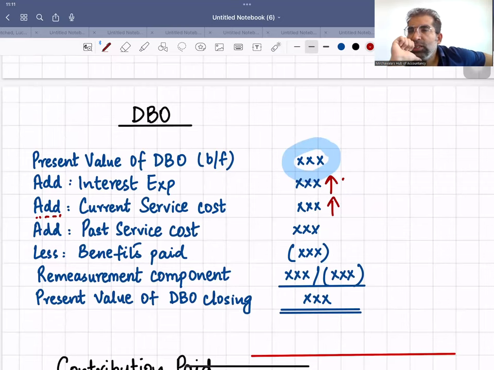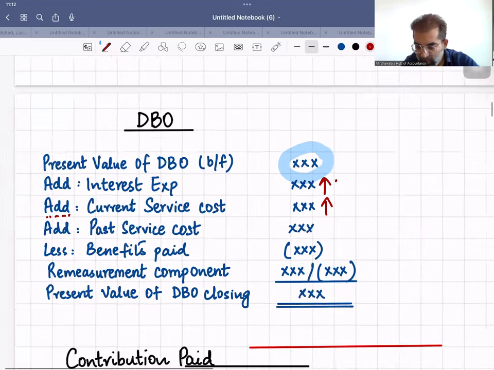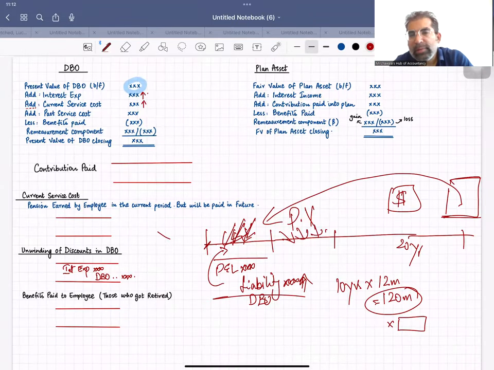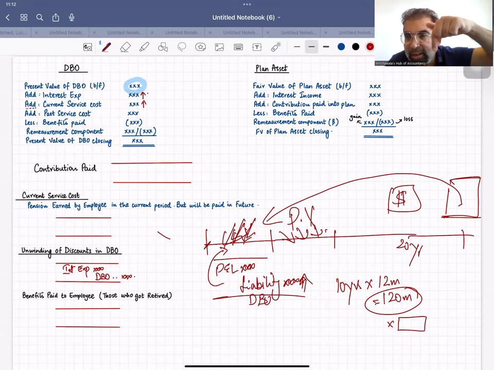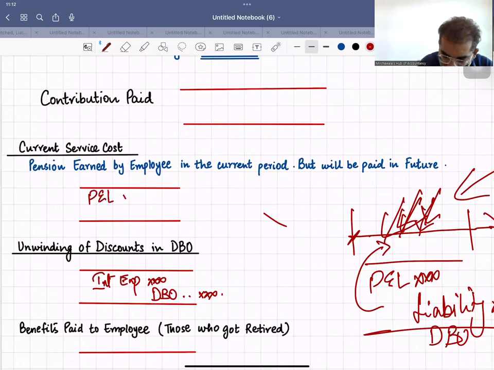Next thing is current service cost. Why current service cost? Because it's every year. I told you, we are following the projected unit method. Projected unit method means, listen, the employee will work hard every year and earn some pension. Just like in the first year, in the second year the employee will also work hard. Yes, he will receive it after 20 years, but the services are given now. So definitely we'll have to make the entry of P&L debit and DBO credit.